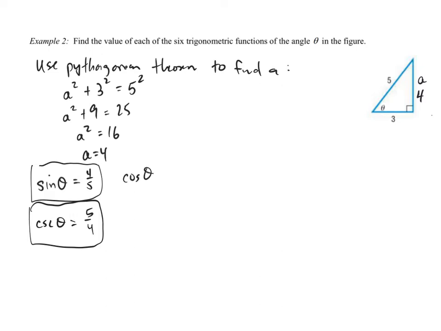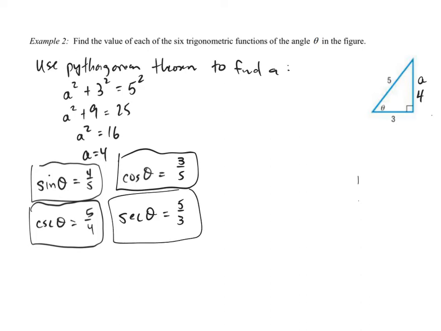For cosine theta, I remember that that is the adjacent side over the hypotenuse. So the adjacent side of this angle theta is going to be the 3, and the hypotenuse is going to be 5. So cosine theta is going to be 3/5. Well, now that I know that, I can pretty easily tell you what secant theta is going to be, because that's just going to be the reciprocal of cosine, which in this case will be 5/3.